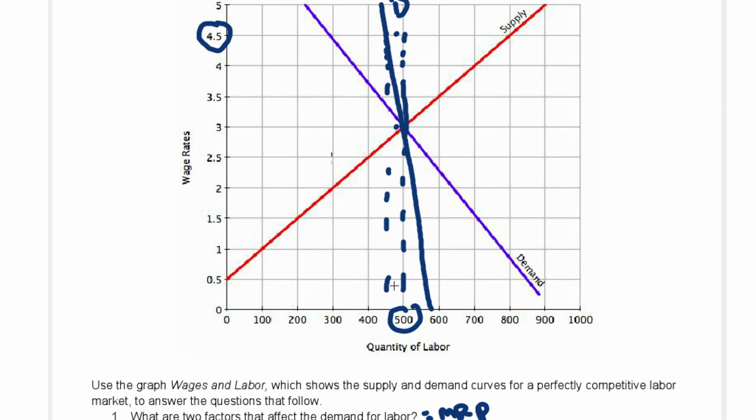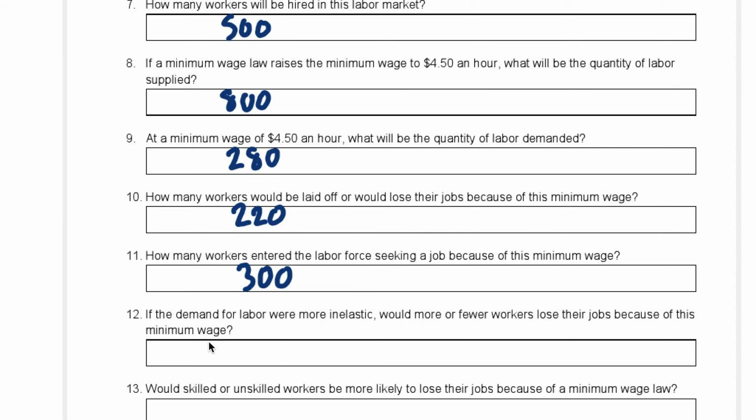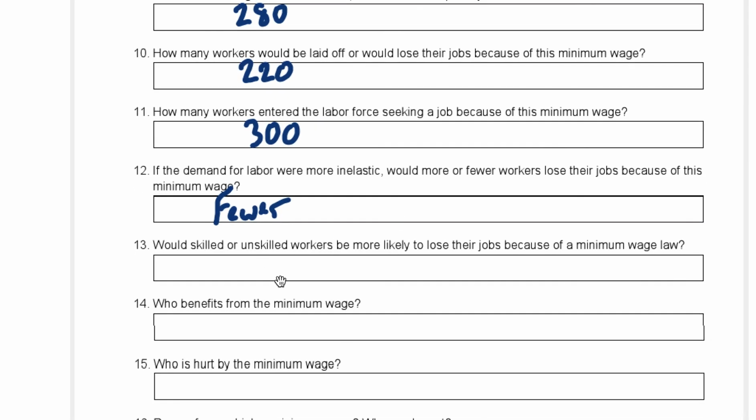We might lose 50 workers. So this is probably a little more realistic. The demand for labor is likely more inelastic up and down. So we're going to have fewer workers are going to lose their job due to a minimum wage. And which ones are going to lose their job? That's what number 13 asks. And number 13, it's really going to be those unskilled workers. So the first people to be let go are going to be the people that aren't as productive anyway.